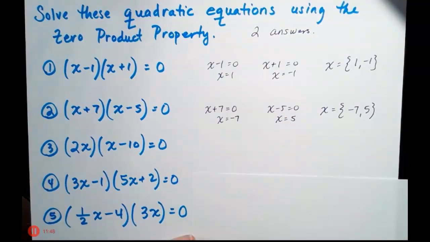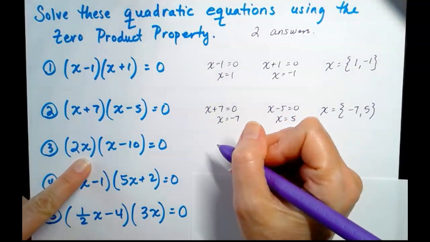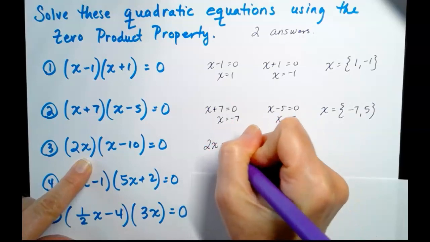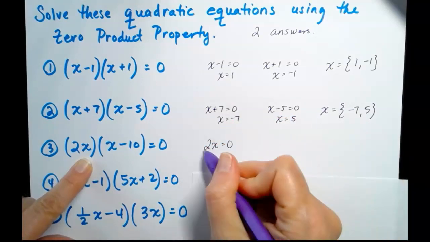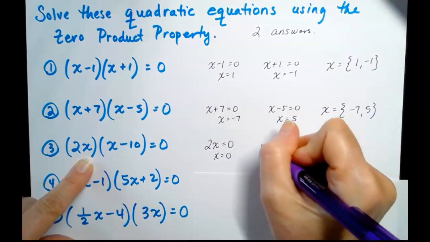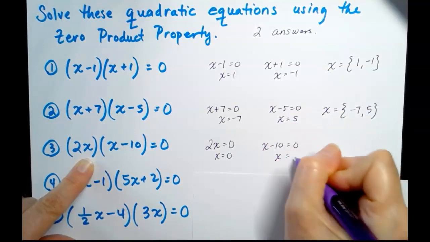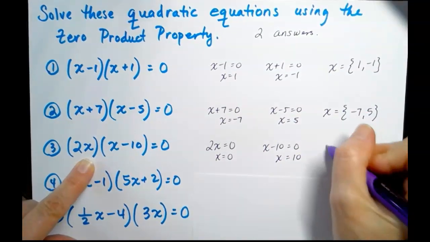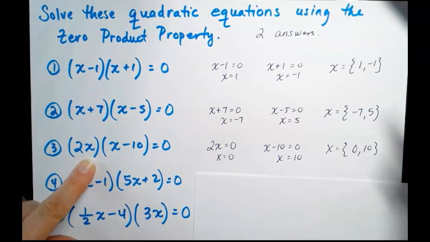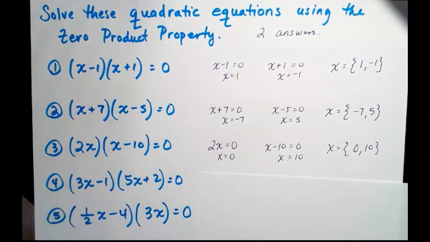Number 3. Remember, even though it's a monomial expression, still set it equal to 0. 2x equals 0. 2 times what equals 0? X is 0. And then x minus 10 equals 0. X equals positive 10. Our solution set for number 3 is 0 and positive 10. Notice I'm getting 2 answers for every single one of these.